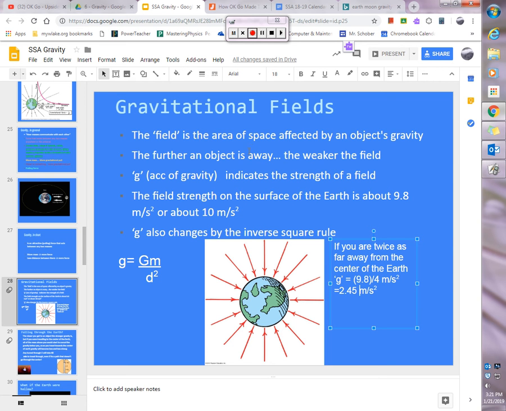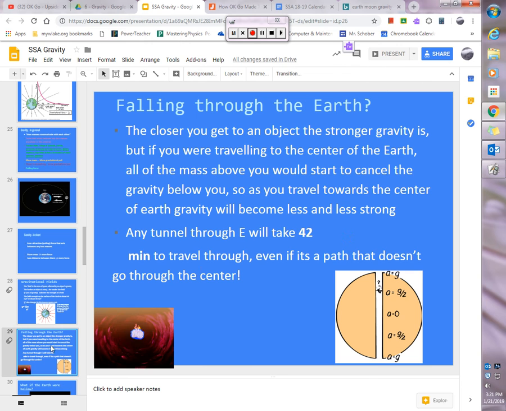So, the gravitational field strength reduces with distance, just like the gravitational force does.